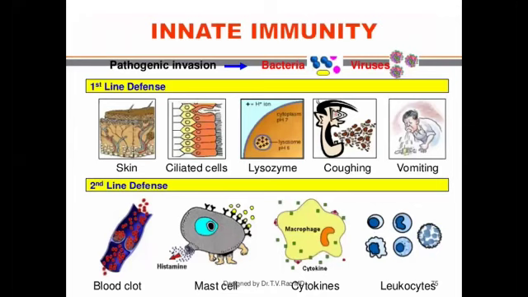Next we'll see about the defenses: the first line of defense and the second line of defense. In the first line of defense, students, there are barriers, which prevent microorganisms, bacteria, or harmful substances. You can see here the skin, ciliated cells, lysosomes, coughing, and vomiting. Through these, harmful substances come out.